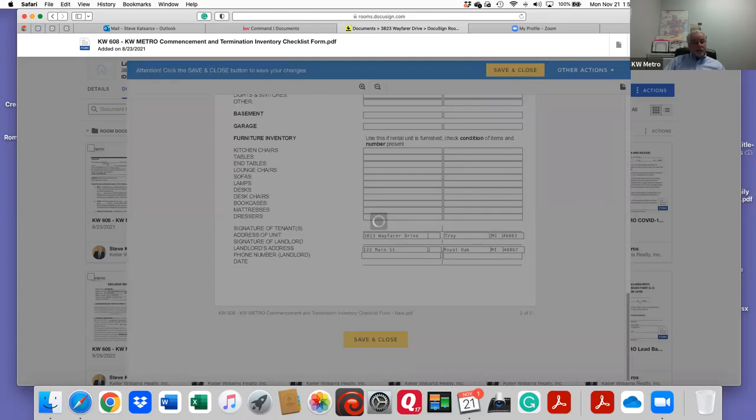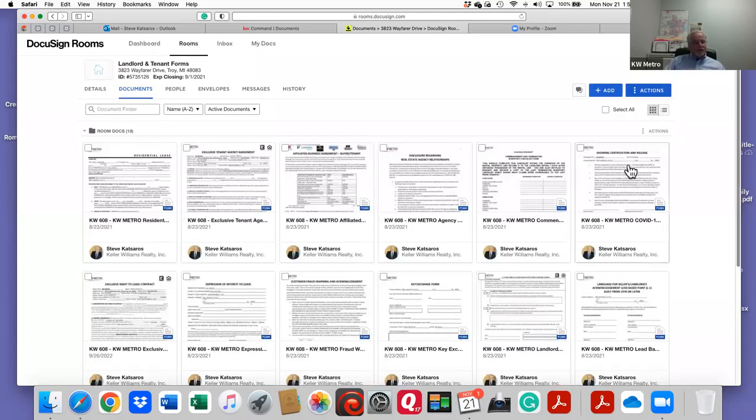So either side can supply that form. Okay, I have it as an attachment on my listings, so it's already there, so that if somebody's going to make an offer, they can always upload that and give it to their tenant.